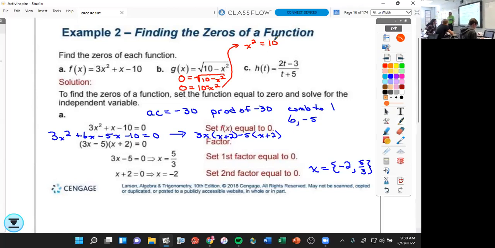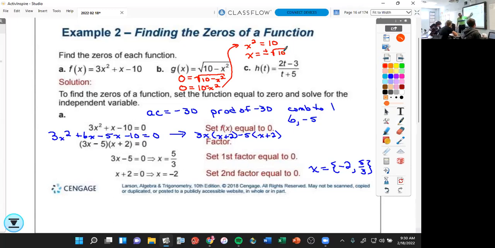Next step, square root of both sides. What is the square root of x squared? What is the square root of 10? Close. No. Plus or minus square root of 10. Okay. Why plus or minus? Well, because we're squaring it.